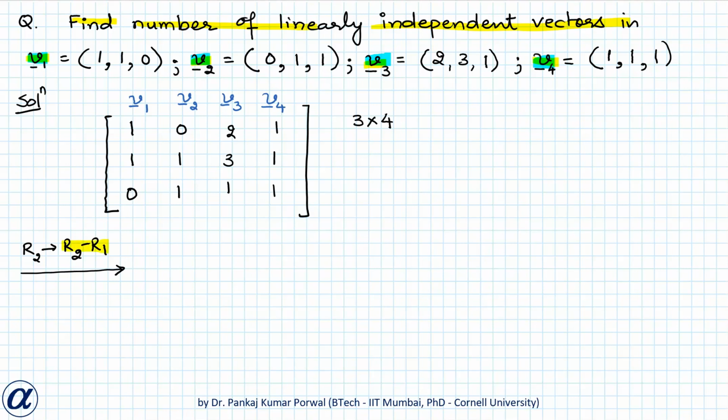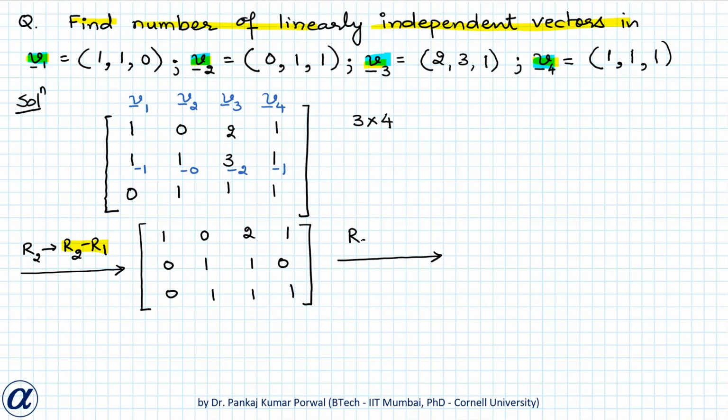So here R2 minus R1 will lead to subtraction of minus 1 here, minus 0, minus 2, minus 1. So this will give me 1, 0, 2, 1, 0, 1, 1, 0, 0, 1, 1, 1. Next, I will do R3 to R3 minus R2, and R3 minus R2 will lead to subtractions minus 0, minus 1, minus 1, minus 0, and this will give me 1, 0, 2, 1, 0, 1, 1, 0, 0, 0, 0, 1.